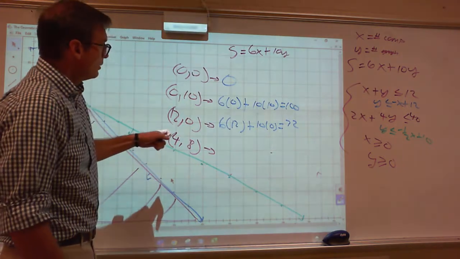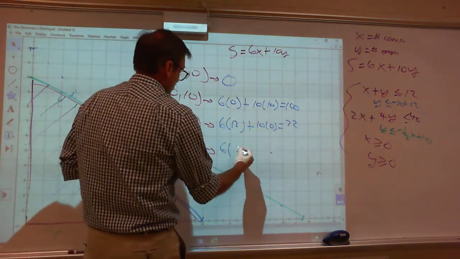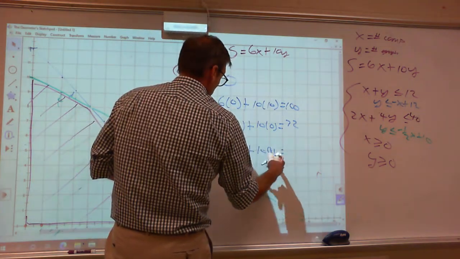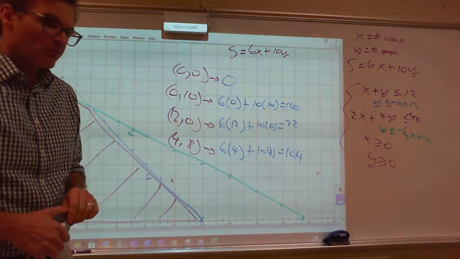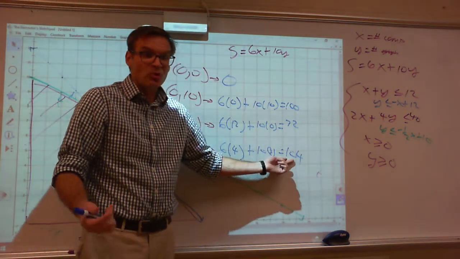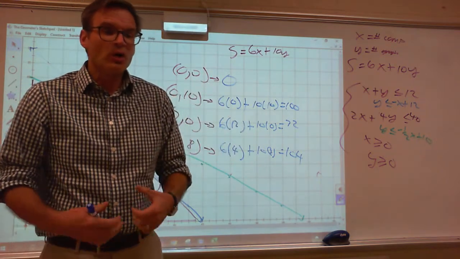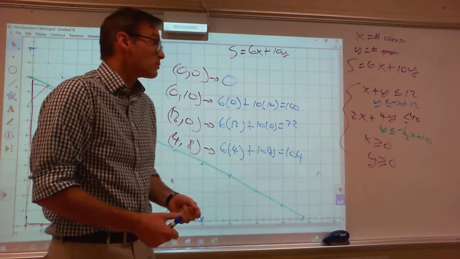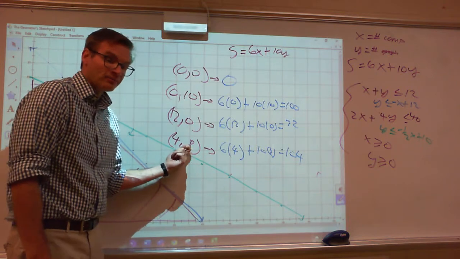If I answer 4 computational and 8 graphing, that gives me 6 times 4 plus 10 times 8, which is going to give me 104. So to answer our question, if the question is what's the maximum score, the maximum score is 104. But the original question was, what should he do to make a maximum score? And what the student should do is answer 4 computational and 8 graphing.